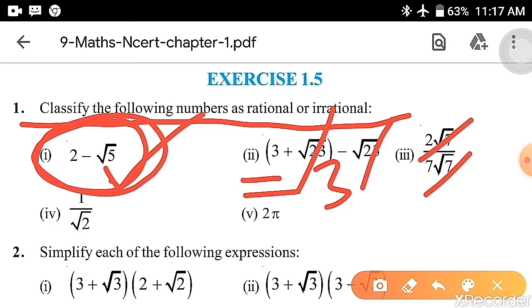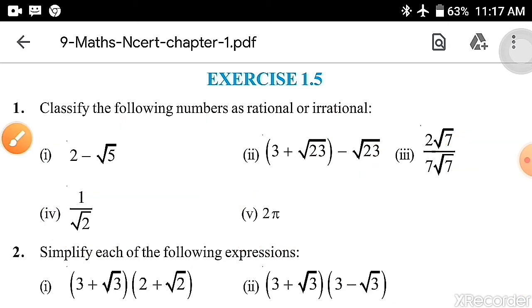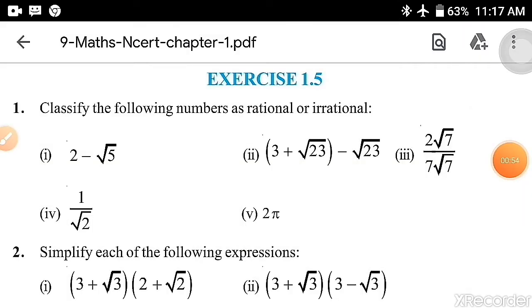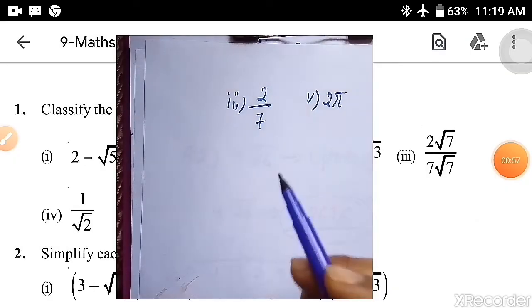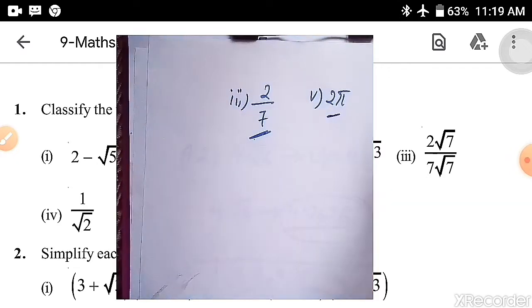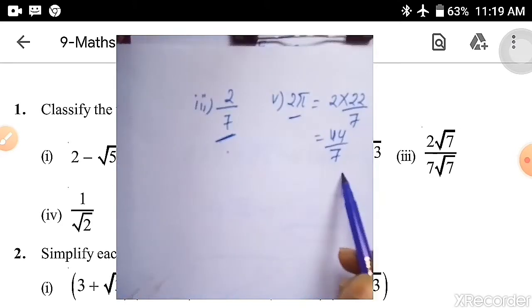Now see the next, fourth question. Root 2 is an irrational number, hence this is also an irrational number, and pi is irrational, therefore 2 pi will be irrational. Now I just want to clear up something in question number 1, third part. It is 2 upon 7 and it is pi, and pi can be written as 22 upon 7, so it is 44 upon 7. It is 2 upon 7 and it is 44 upon 7.